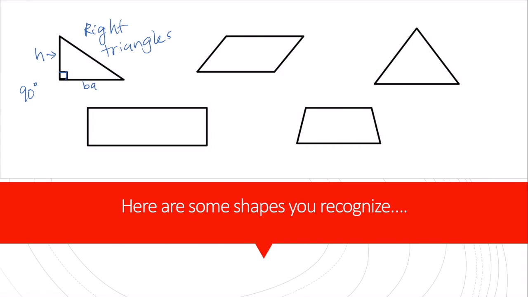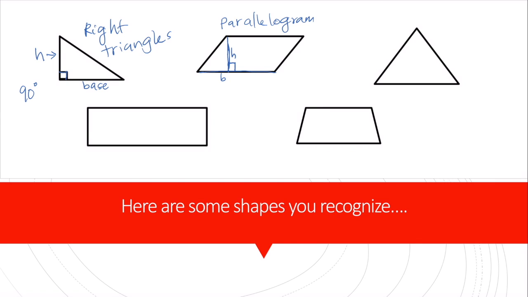So this is what I'm going to do to all these shapes. I'm going to name them. This is called a parallelogram. This is the base and this is the height. Height always makes a 90-degree angle with the base.